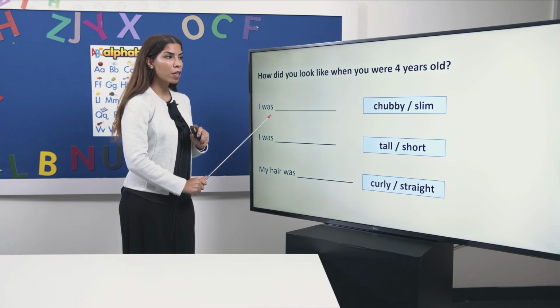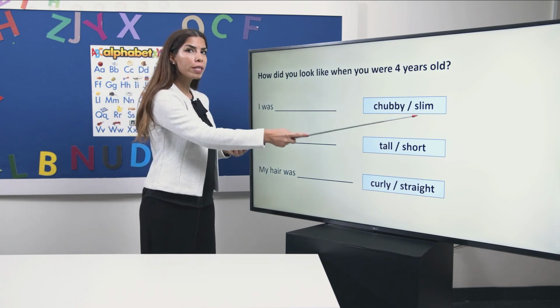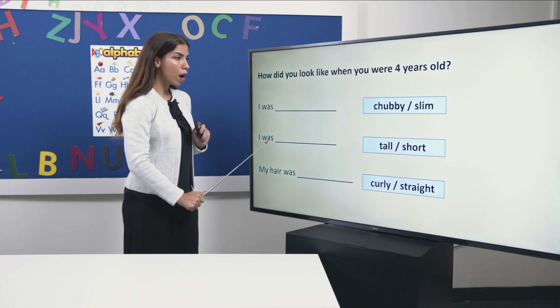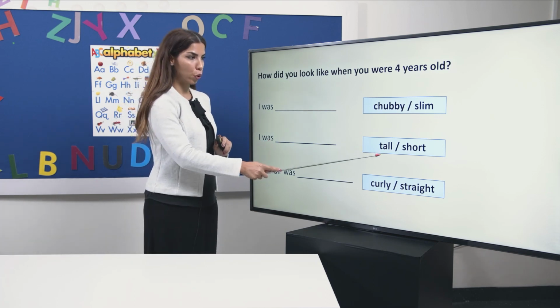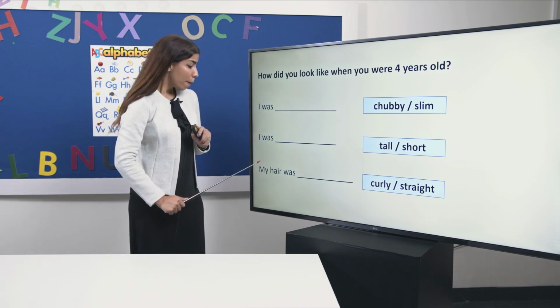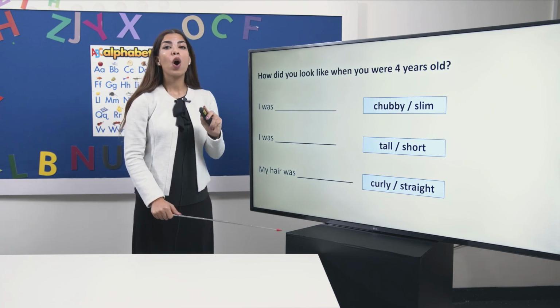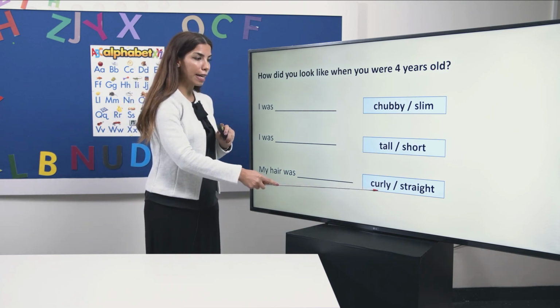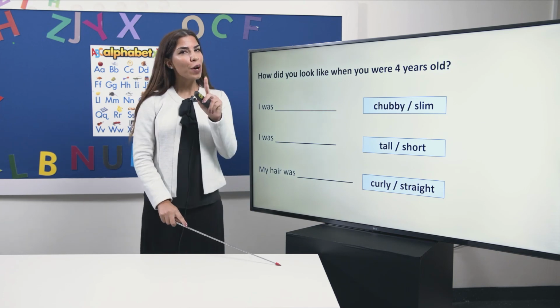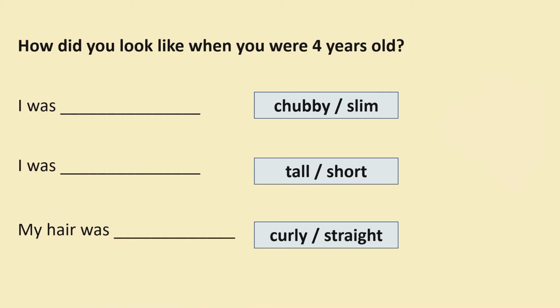I was. Were you chubby or slim? I was. Were you tall or short? My hair was. Was your hair curly or straight? Go ahead, pause the video and fill in the blanks.